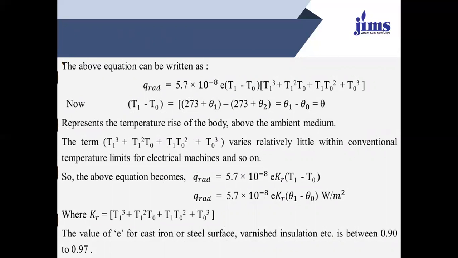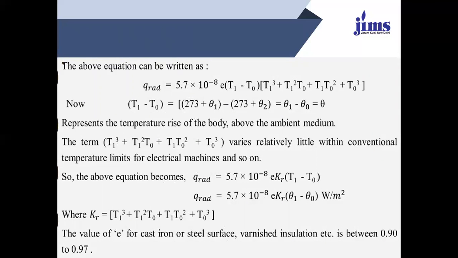Now if we assume that T1 minus T naught equals 273 plus theta 1 minus 273 plus theta naught, then 273 is subtracted from 273, and T1 minus T naught will be the difference of theta 1 minus theta naught, which can be written as theta. Theta represents the temperature rise of the body above the ambient temperature. The last term varies relatively little within conventional temperature limits of the machine, and so we are just neglecting all these parameters.